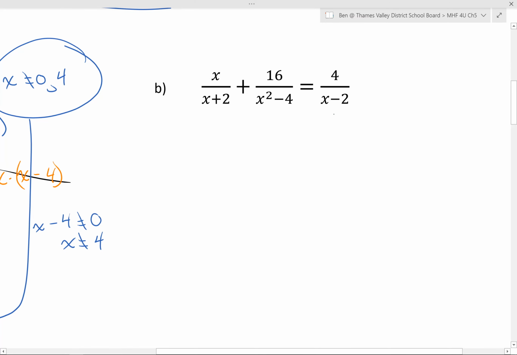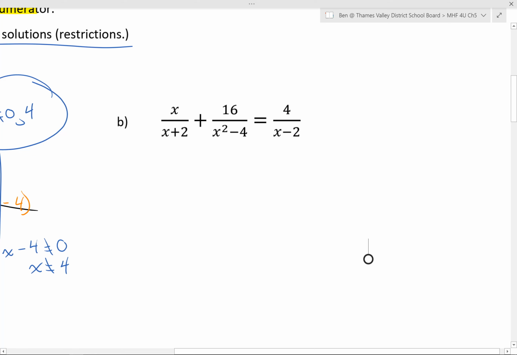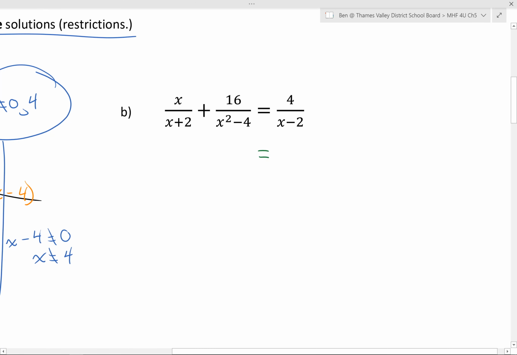The very first thing I do is I find the restrictions, right? So I state all of the restrictions. If I'm finding restrictions, I'm finding which values of x would make me be dividing by 0 at one point. I'm trying to find the roots of my denominators, and what will help me is factoring these denominators.